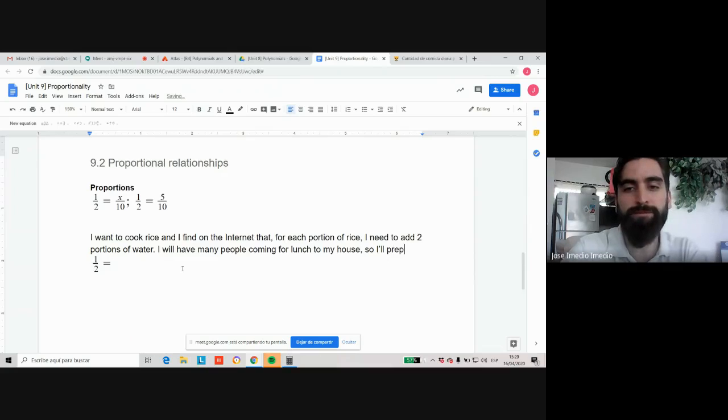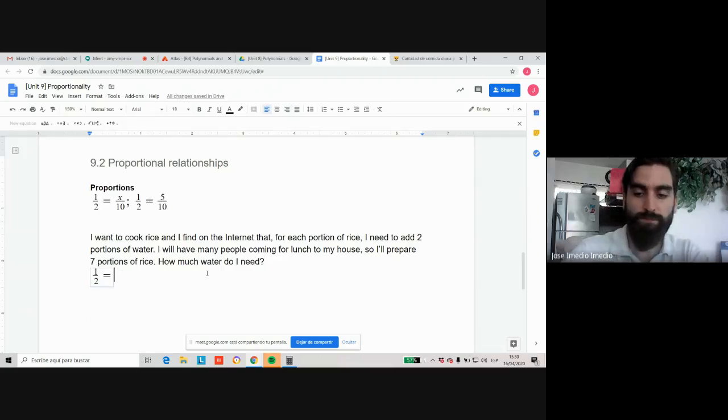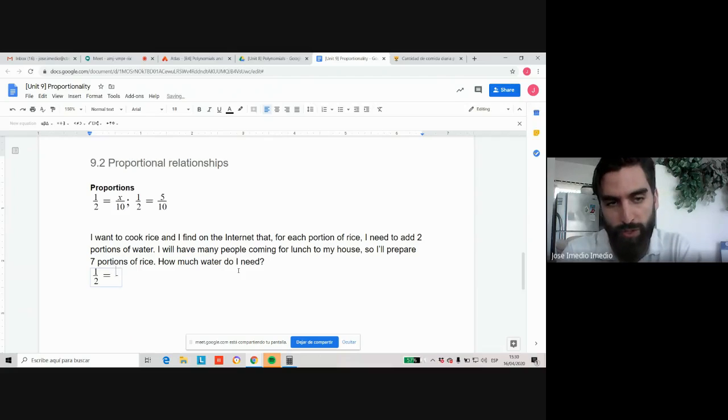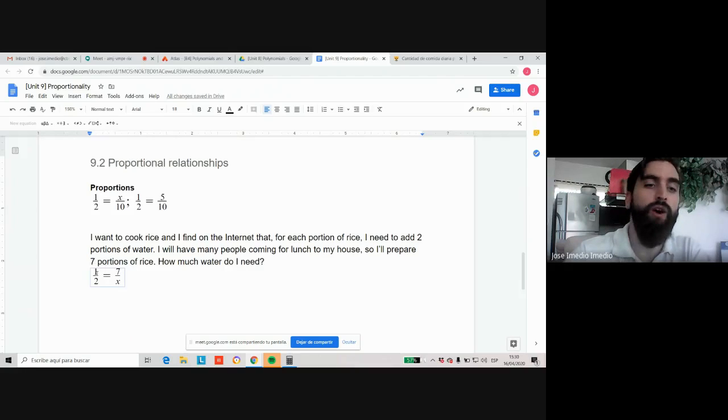So I'll prepare, well, not 5, it's going to be too easy. Let's say I'll prepare 7 portions of rice. How much water do I need? Very easy, right? If it's 1 portion of rice to 2 portions of water, then it's 7 portions of rice to x portions of water. I can do the same thing: 1 to 2 is the same as 7 to 14.